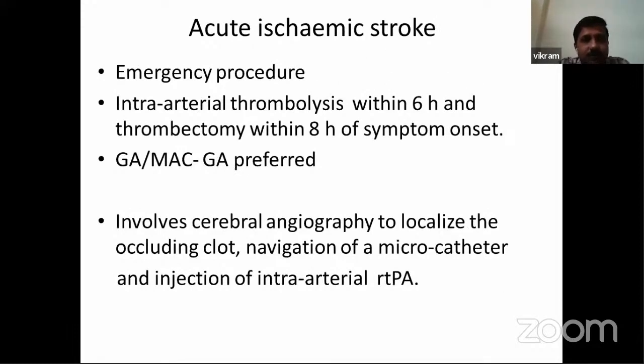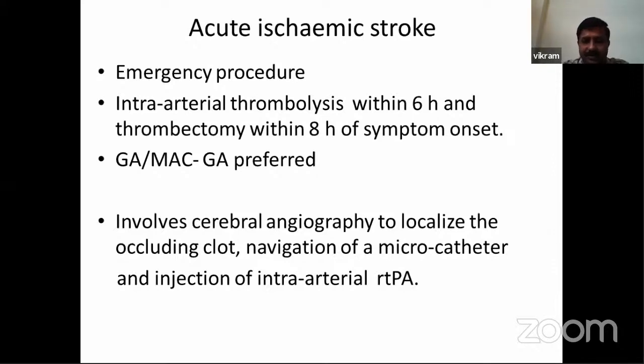One emergency procedure performed in this neuroradiology suite is for acute ischemic stroke. This is an emergency procedure because the intervention has to be carried out at the earliest. The intra-arterial thrombolysis has to be done within 6 hours and thrombectomy within 8 hours of onset of neurological symptoms. It can be done both under general anesthesia and MAC, but GA is preferred because you don't want to lose valuable time.